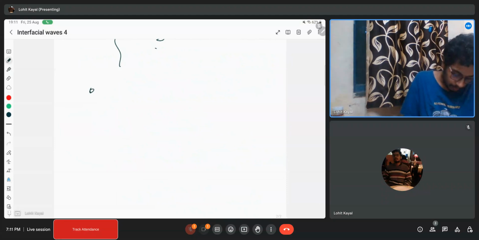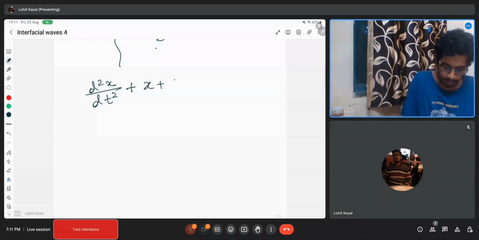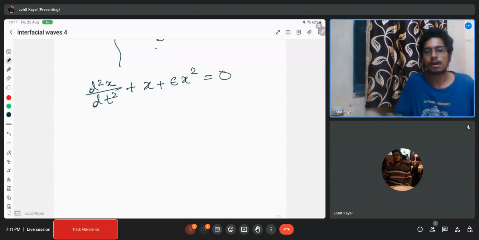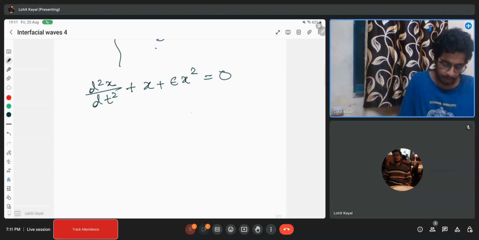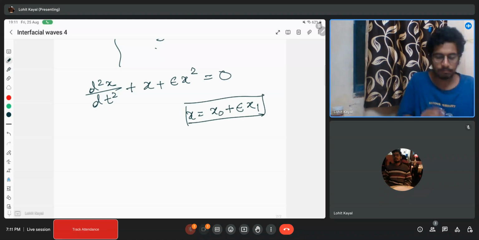So suppose you have an equation like this: d²x/dt² + x + epsilon x² = 0. I will use exactly the same idea. So x = x0 + epsilon x1. This is my basic expansion.